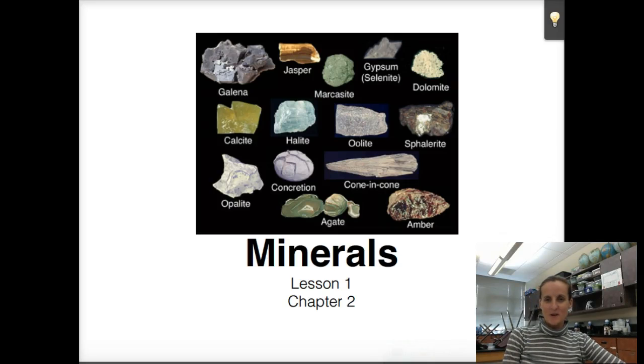Hey, sixth grade, welcome to chapter 2. The big question we're trying to answer in chapter 2 is how do rocks form? And since rocks are defined as mineral mixtures, chapter 2 starts with figuring out what minerals are.